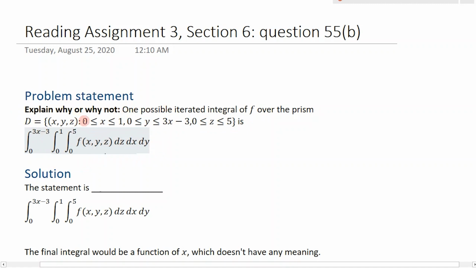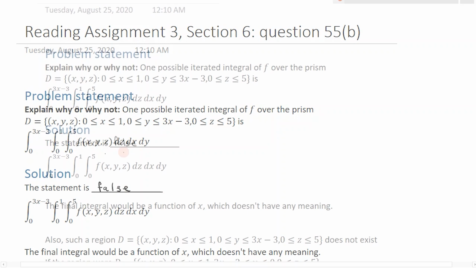You can see the prism is going for x from 0 to 1, y from 0 to 3x minus 3, and z from 0 to 5. And the integral has y going from 0 to 3x minus 3, x going from 0 to 1, and z going from 0 to 5. Now, this statement is actually false.